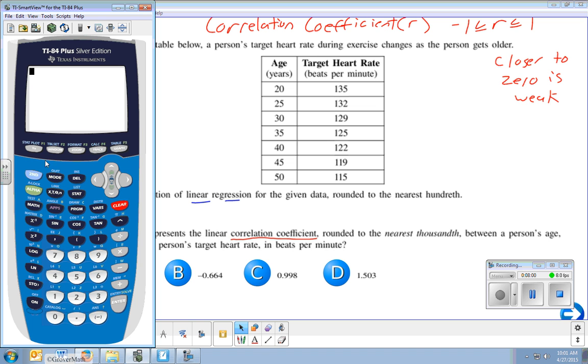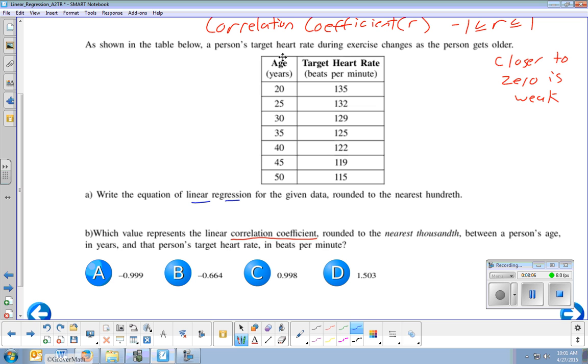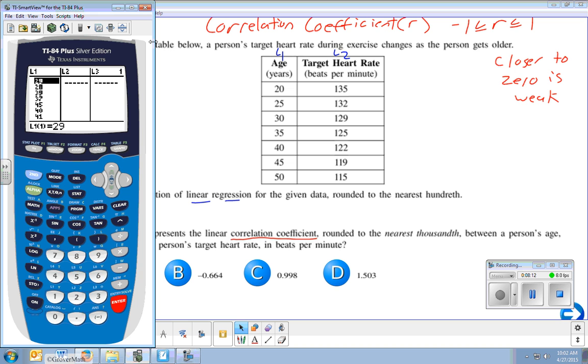All right, so first thing we do is we do stat, enter, and we're going to type this information in. Now, the first column we're going to type into the L1 column, the second the L2 column. So we got to put that in there. I have numbers in here, so I need to delete them. I'm going to go up to the title, hit clear, enter, that zaps them. Okay, and then I'm going to put these in: 20, 25, 30, 35, 40, 45, and 50. So these are going up by 5. And then the target heart rate is 135, 132, 129.